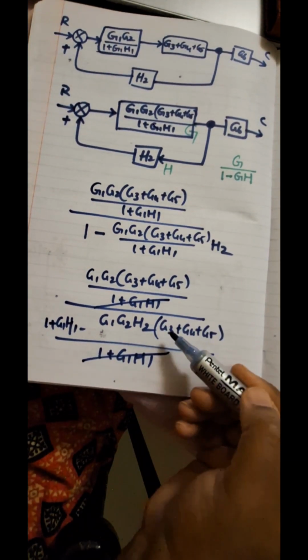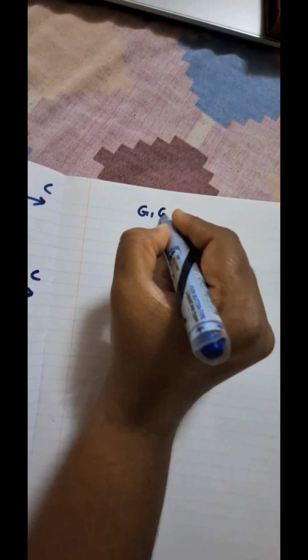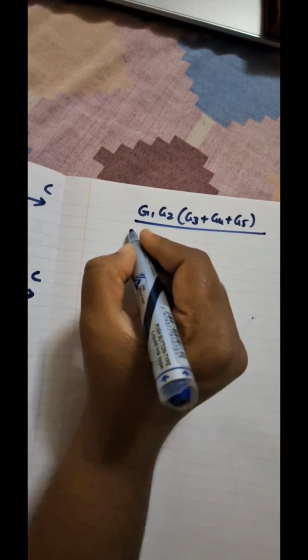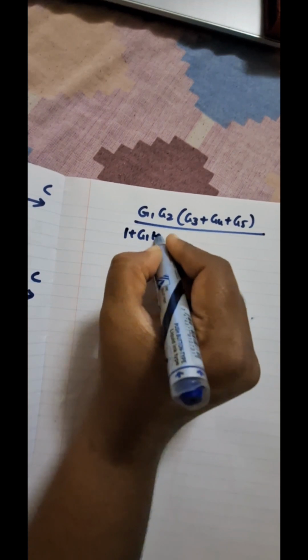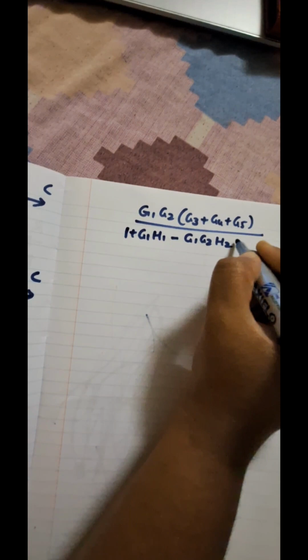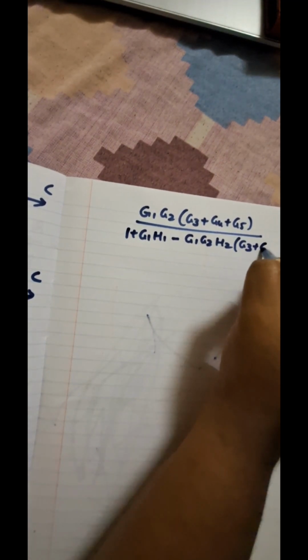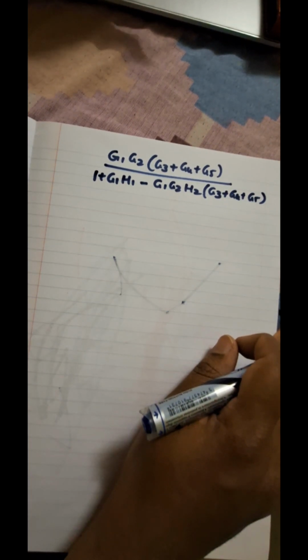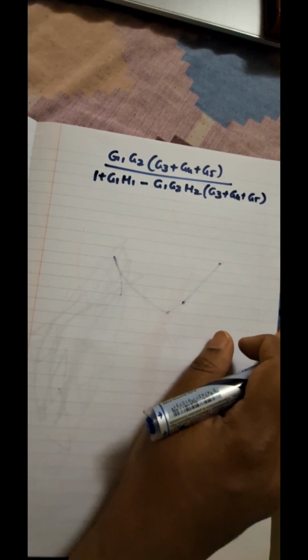So the numerator by numerator is left over. So what is the numerator? G1 G2 into (G3 plus G4 plus G5) by (1 plus G1 H1) minus G1 G2 H2 into (G3 plus G4 plus G5). So now this is your solution. Okay. So this solution should come down.